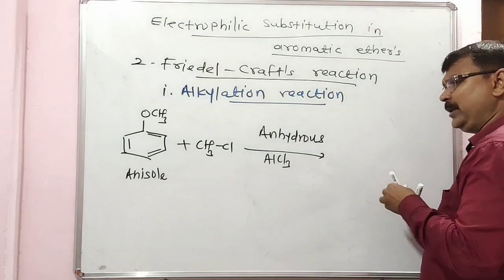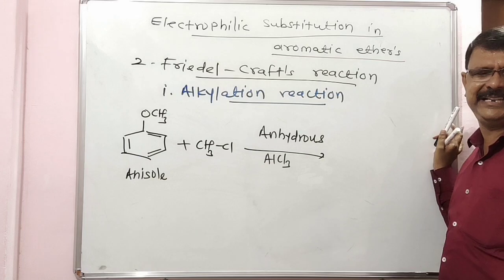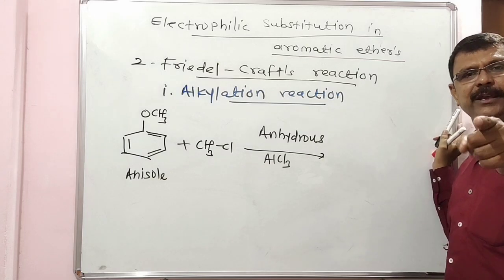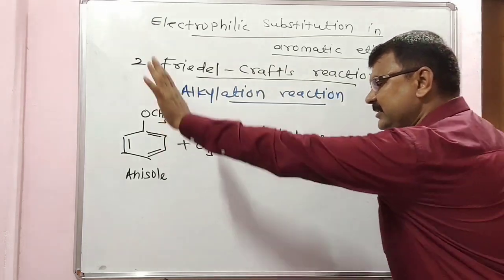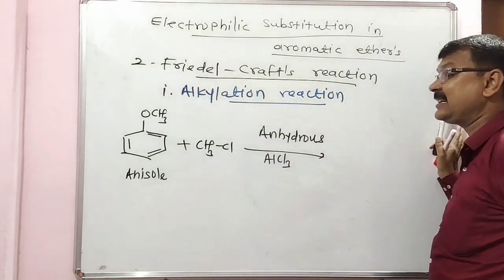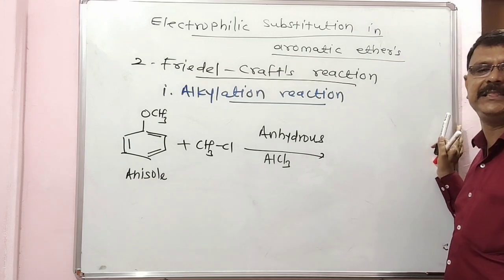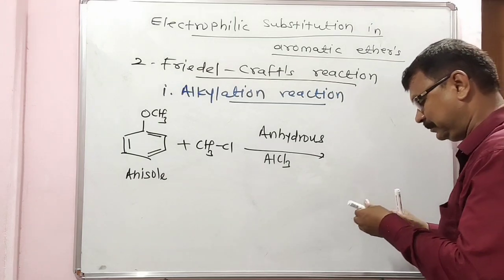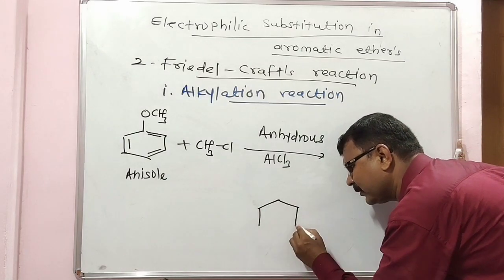AlCl3 acts as a Lewis acid and also as a catalyst here. Anisole is reacted with methyl chloride in the presence of anhydrous AlCl3. It gives a mixture of products.